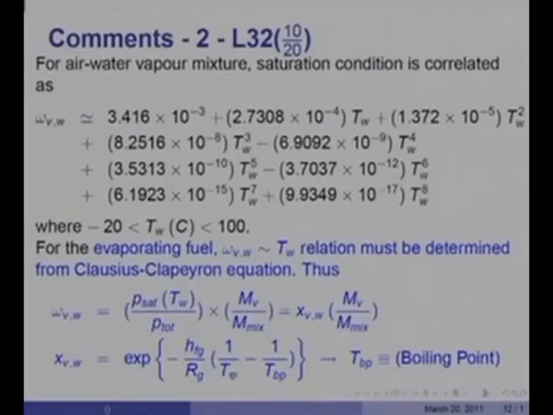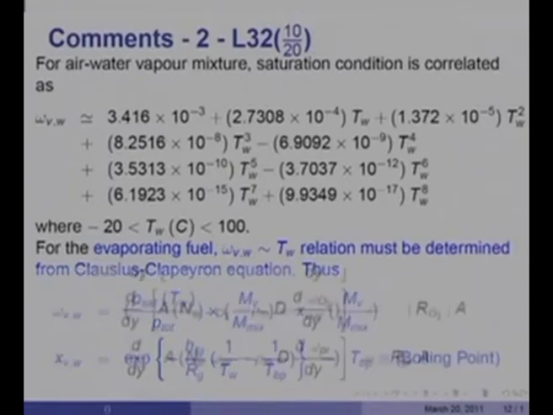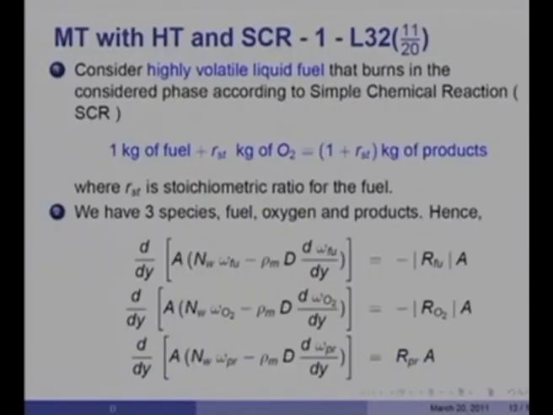So, one tries in such cases to assume a Tw, calculate Xvw, from that calculate omega Vw, and check whether Bm is equal to Bh as on the previous slide, or otherwise go on changing Tw till you get convergence. Now, I turn to the problem of mass transfer with heat transfer and simple chemical reaction.